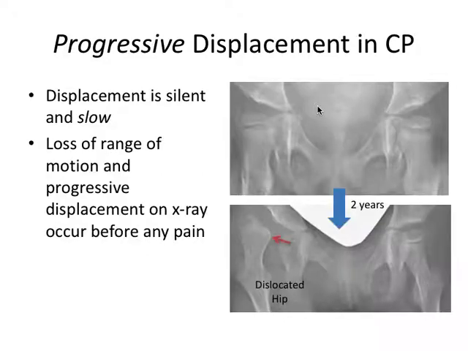So in neuromuscular hip dysplasia, we have progressive displacement over time. The displacement is slow and it's silent. As we look at these x-rays over the course of 2 years, if we had interim x-rays, we would see that this left hip was dislocating by a slowly increasing migration percentage. So it's very important for us to identify this early, before symptoms.